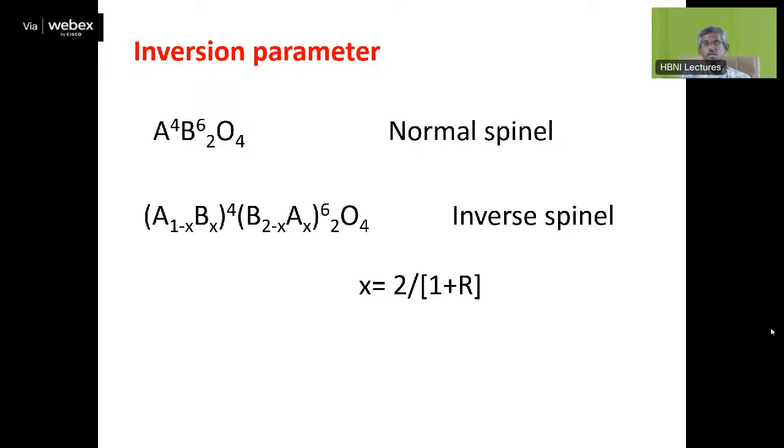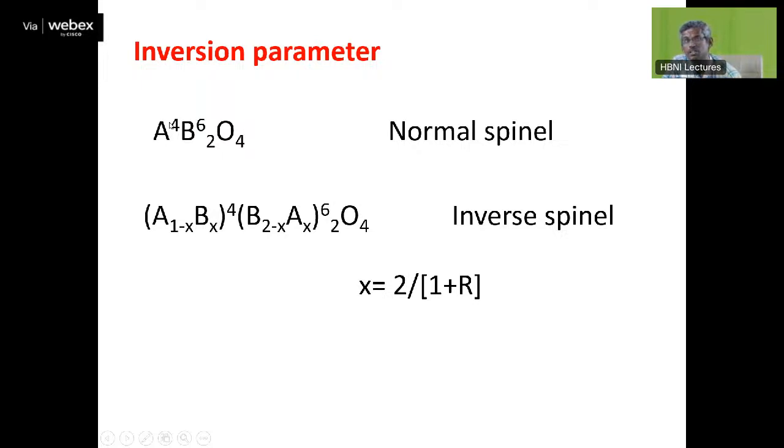So what does it mean? What is normal spinel and what is inverse spinel? In normal spinel, A is at the tetrahedral site, correct? Everybody will agree. And B is at the octahedral site. That is why I have written A with coordination number 4 and B with coordination number 6. So this is octahedral and this is tetrahedral. But the moment you go to inverse spinel, what happens? Part of the B goes to the tetrahedral site and all of the A or part of the A comes to the octahedral site. Is it clear? So that is why I am writing here AB2O4.